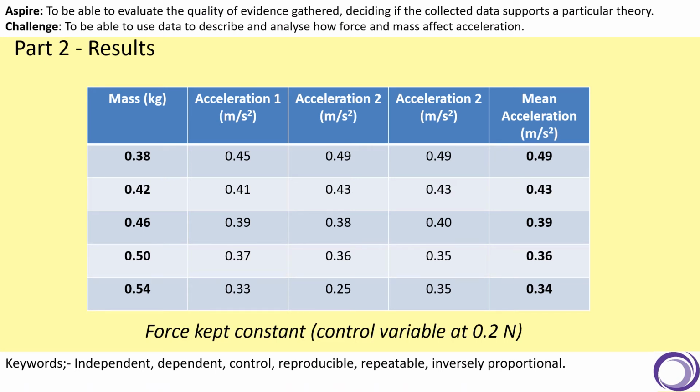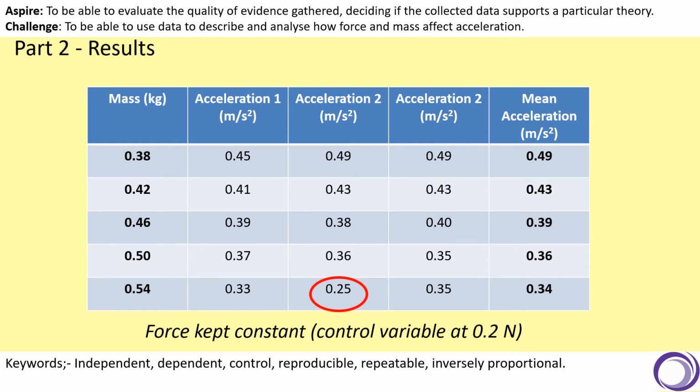Here's the results then for part 2. We've got the mass varying from 0.38 to 0.54 kilograms. Again, I've done a couple of sets of repeat readings for you and then found the mean at the end. Just have a look at those numbers, see if you can spot any potential anomalous results there.